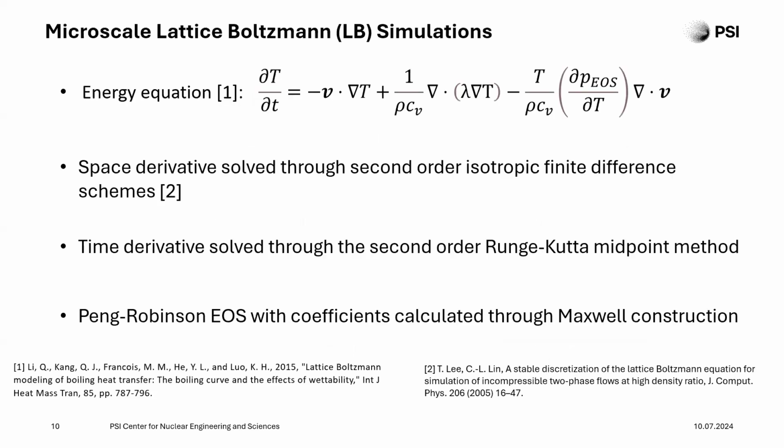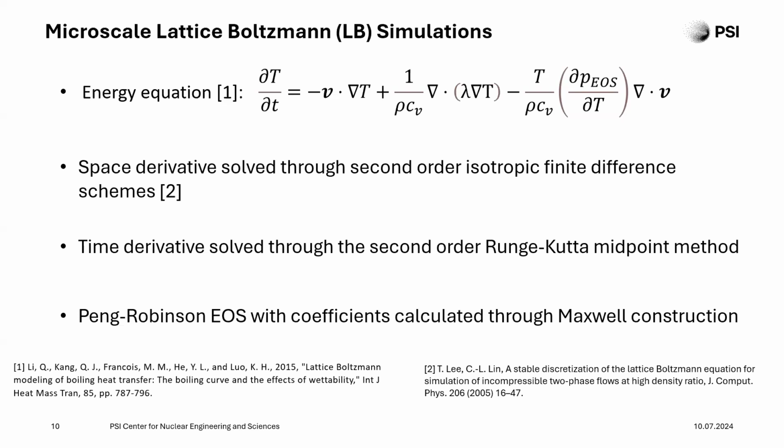For the energy equation, we're using a finite difference method. The space derivative is solved through a second order isotropic finite difference scheme, and the time derivative is solved through a second order Runge-Kutta midpoint method. And for the equation of state, we're using the Peng-Robinson with the coefficients derived through the Maxwell construction.